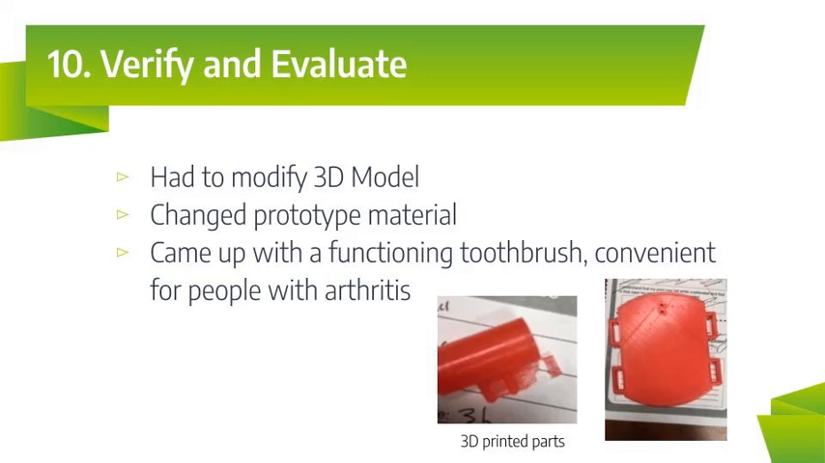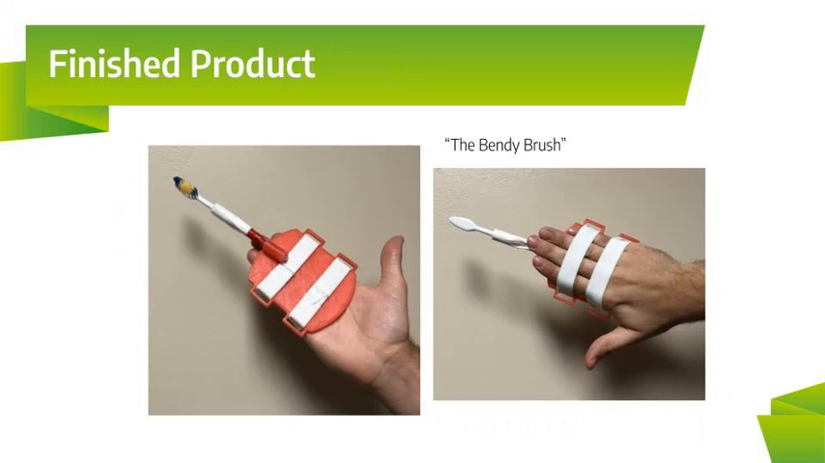Finally, the diameter of the holes in the plate were too small in the initial print. To fix this issue, we drilled the holes to a diameter just large enough to let the connector piece snap into place, as originally intended. And as you can see, this is our final product, the bendy brush.